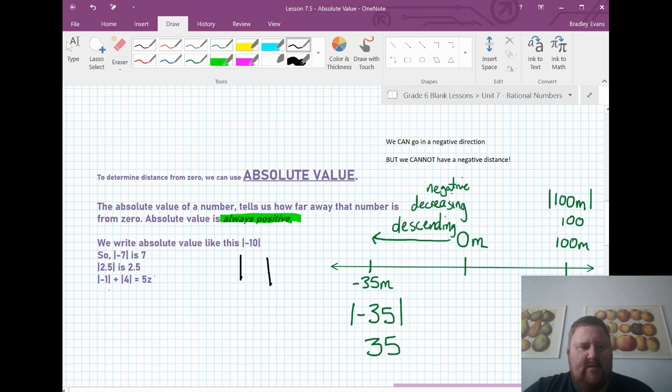And we can also do some sums here. The absolute value of negative 1 plus the absolute value of 4. The absolute value of negative 1 is 1, plus the absolute value of 4 is 4, and that's 5. In the next video, we're going to go through an example of where we would use absolute value.